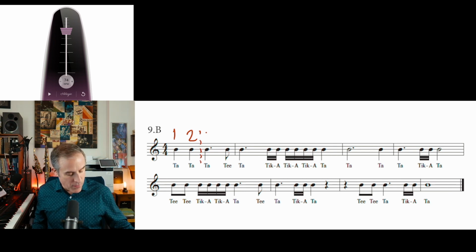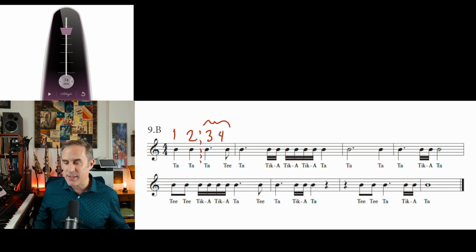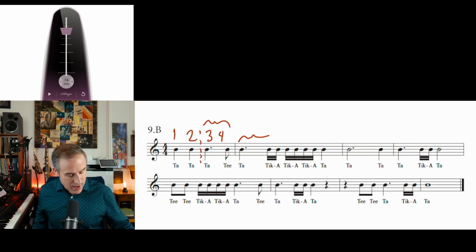Then on beats 3 and 4, we've got our dotted quarter note, eighth note rhythm from week 6, right? So we recognize that right away. Here we go. In the next measure, we have our week 9 rhythm, which is beats 1 and 2. So the invisible bar line is going to go right here. Beats 3, tika, tika, ta, beat 4.